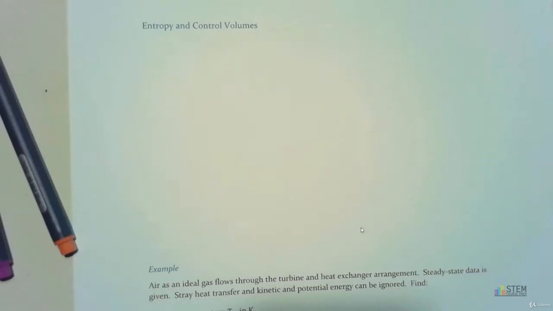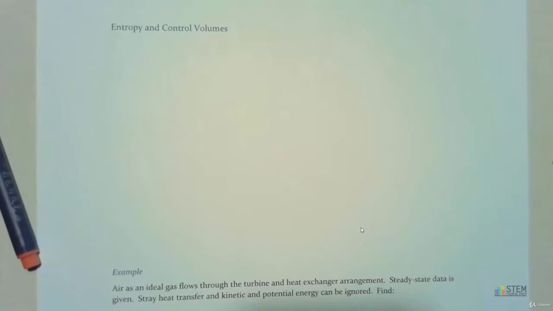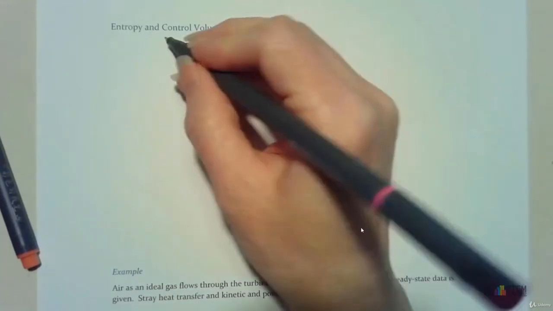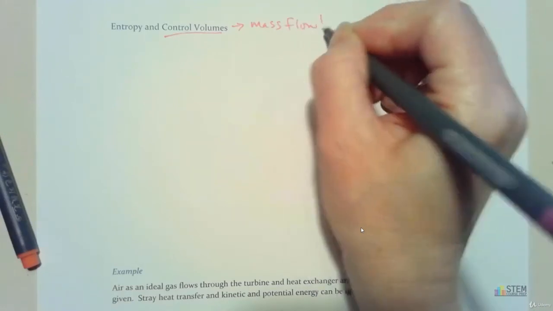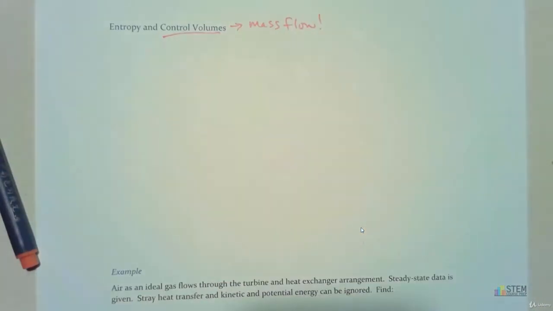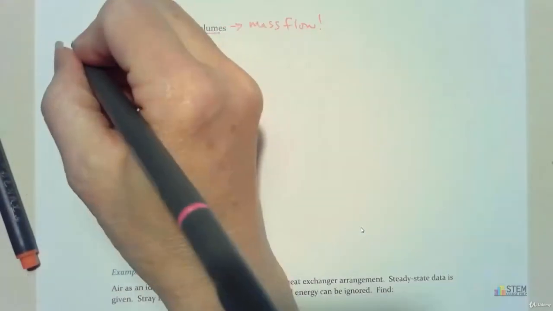Welcome back to another section. We are going to have control volumes now. So finally we get to have some mass flowing in and out of our systems. So that'll be good. Now this next equation, I'm just going to give you the equation.